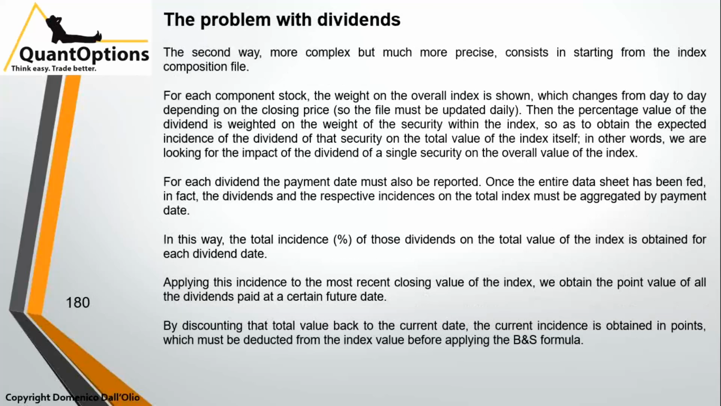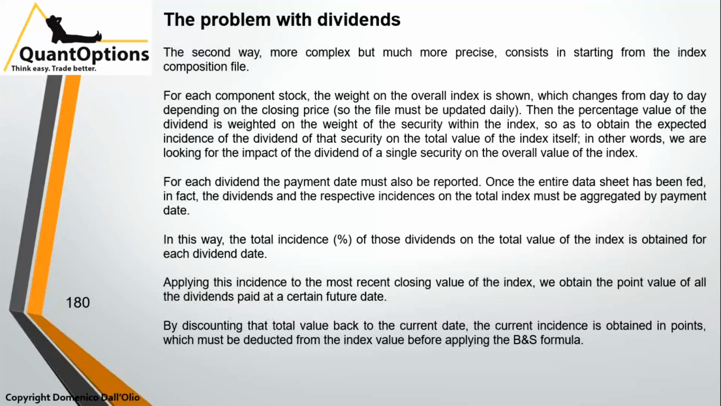The second way, more complex but much more precise, consists in starting from the index composition file. For each component stock, the weight in the overall index is shown, which changes from day to day depending on the closing price, so the file must be updated daily. Then, the percentage value of the dividend is weighted on the weight of the security within the index so as to obtain the expected incidence of the dividend of that security on the total value of the index itself.